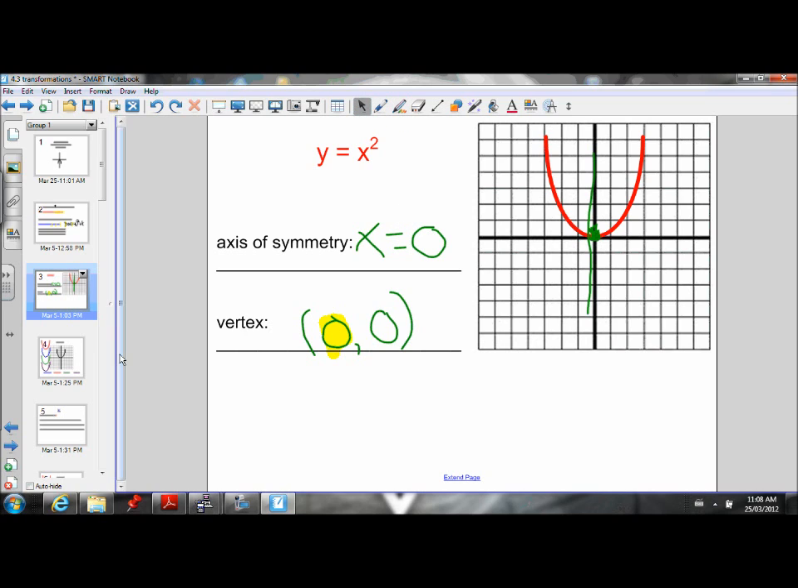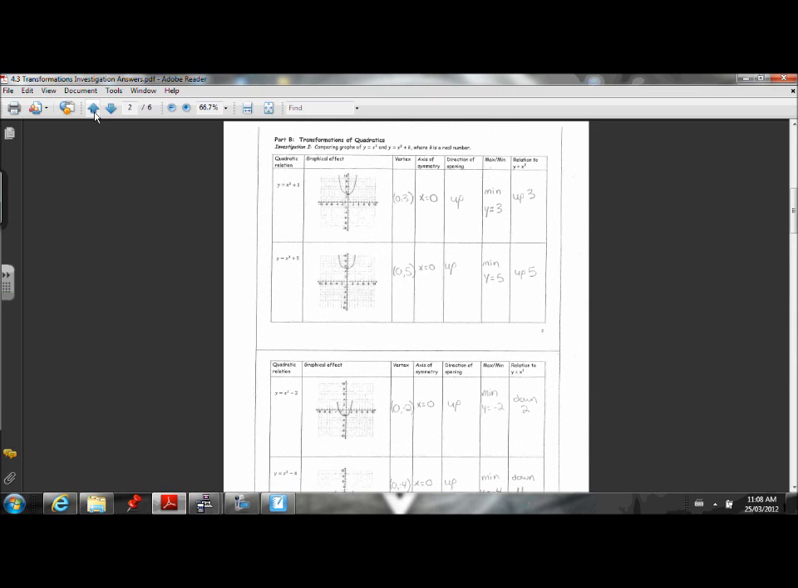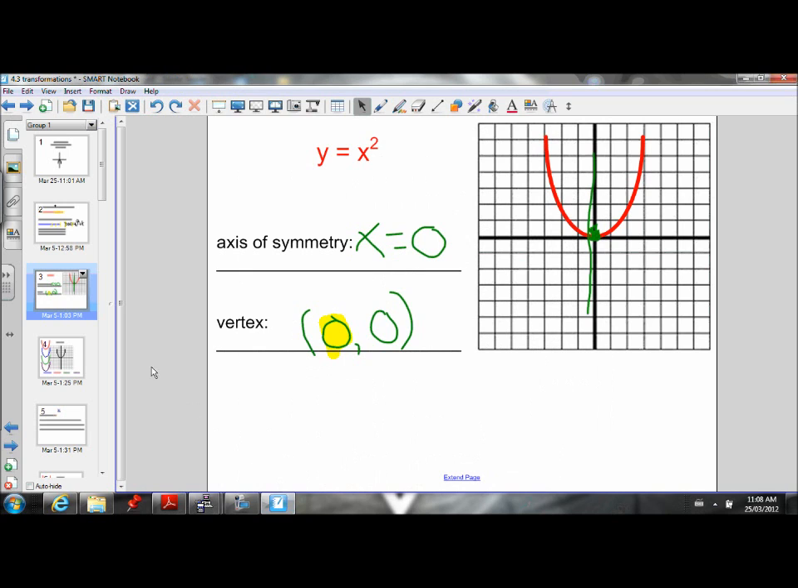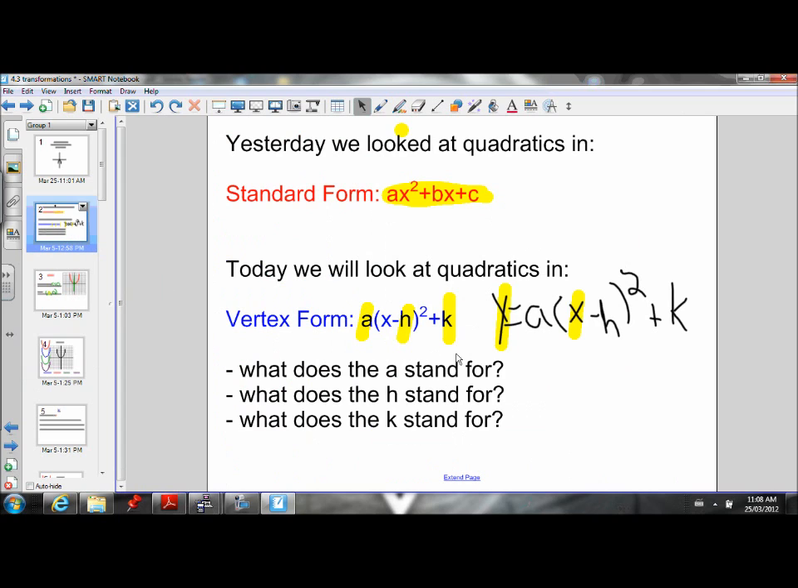Good. Now let's move on to the first part of our investigation. Right now, make sure you have your investigation out, and you are looking at investigation 1. Compare the graphs of y equals x squared and y equals x squared plus k. For this part of the investigation, if we look back to our vertex form of a parabola, it's right here: y equals a(x minus h) squared plus k. We want to figure out what k does, so we don't want to consider h or a at this point.